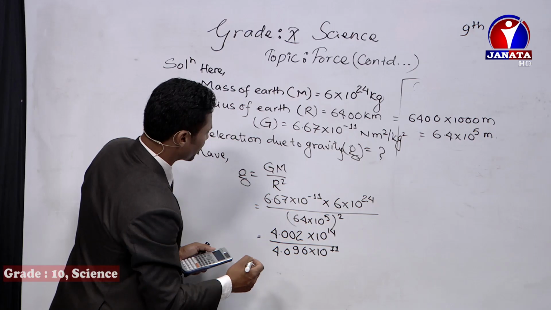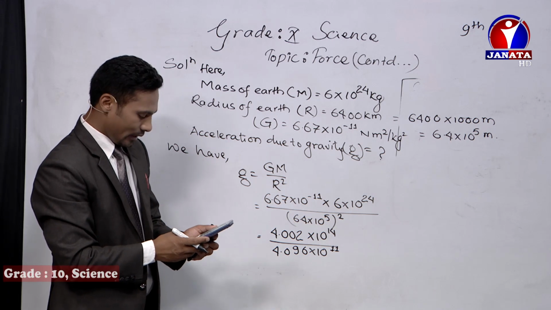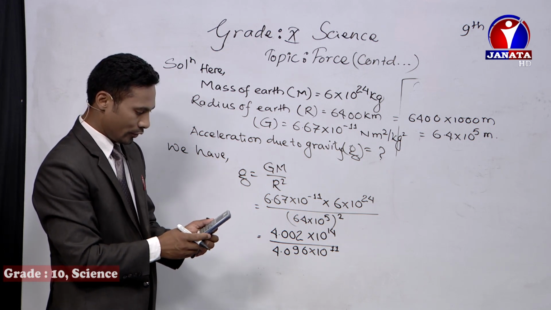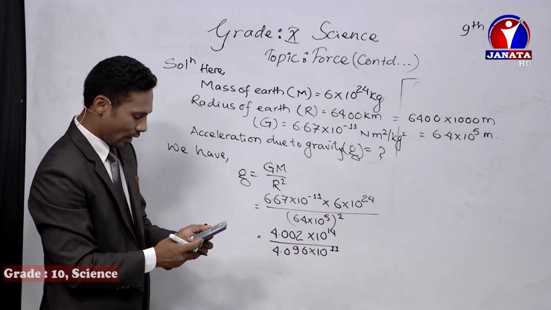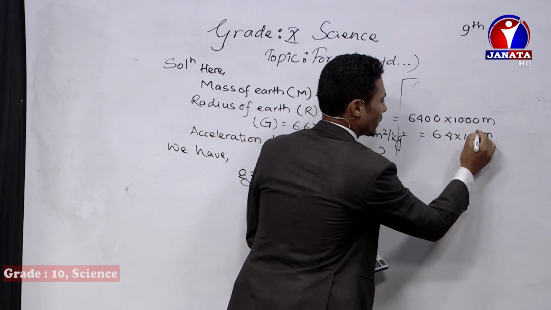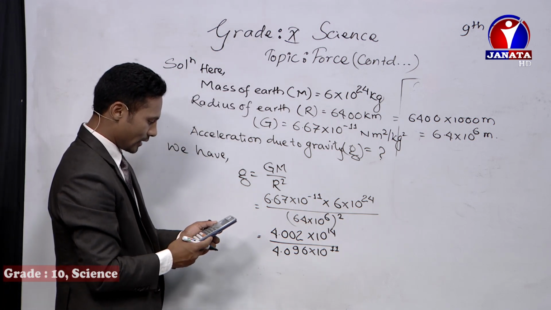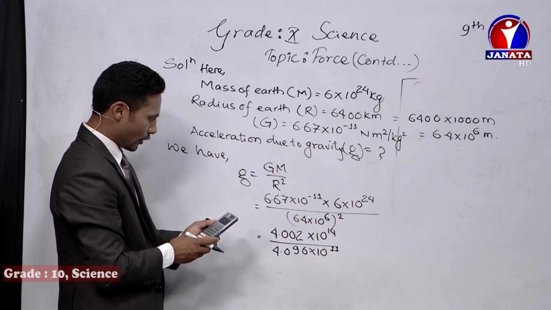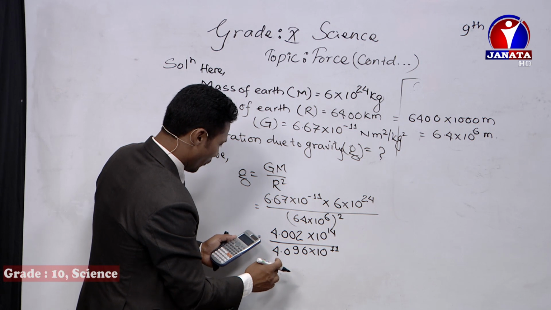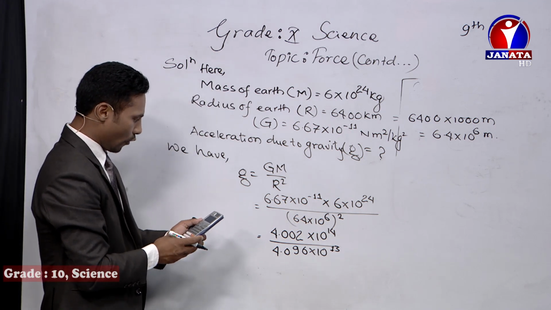Let me check this again. 6.67 into 10 to the power minus 11 into 6 into 10 to the power 24 kg gives 4.002 into 10 to the power 14. And similarly, 6.4 into 10 to the power, sorry, this should be 6. Let me correct this: 6.4 into 10 to the power 6, whole square, gives 4.096 into 10 to the power 13. Okay, so let's divide these two: 4.002.